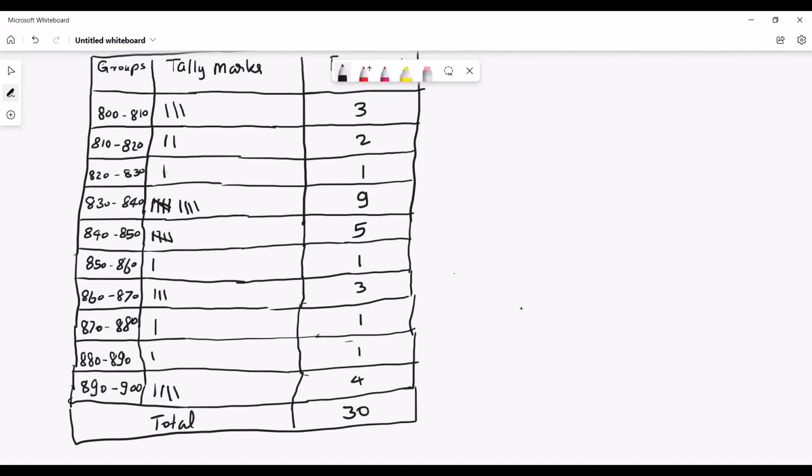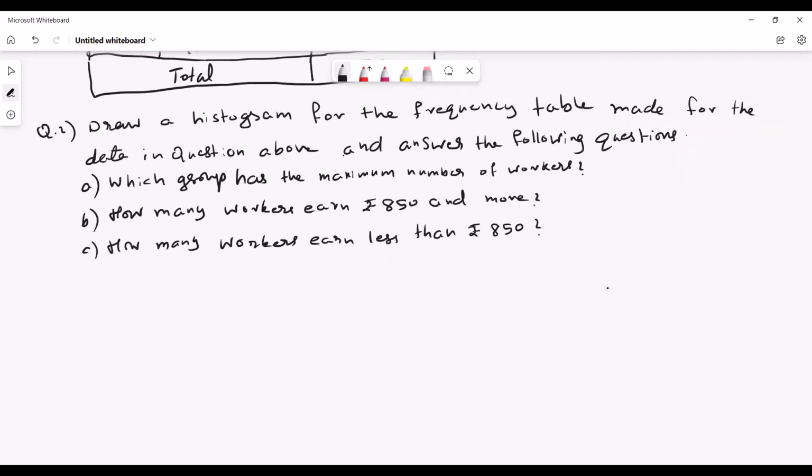And suppose, based upon the frequency distribution table that we have just made, we have to make a histogram. We have to draw a histogram, and we have to answer the questions. Also 3 questions are given. Which group has the maximum number of workers? How many workers earn rupees 850 and more? How many workers earn less than rupees 850?